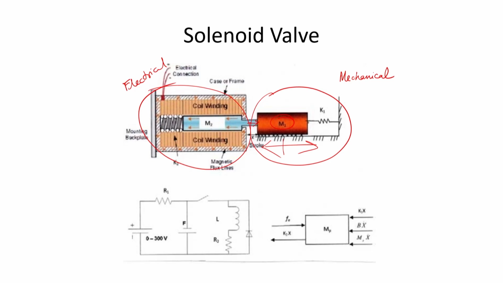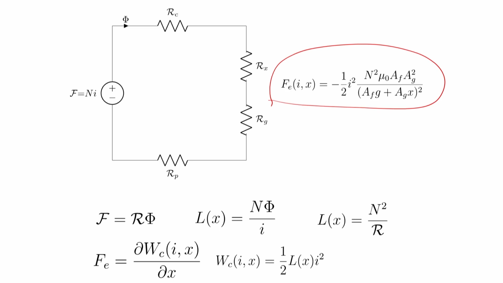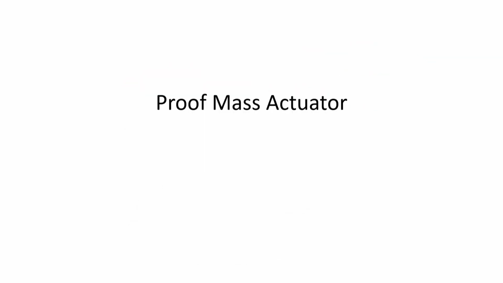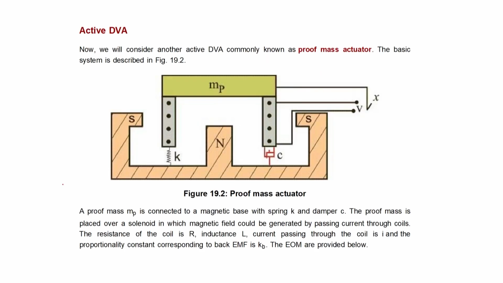Now, such a system is also used in another configuration, called a proof mass actuator. This is used particularly for vibration control. Let us say you have a system which is vibrating to and fro, and you need to control this vibration. So, you have this proof mass, and you have these electromagnetic coils attached to a spring and a damper, and you are applying a voltage V.